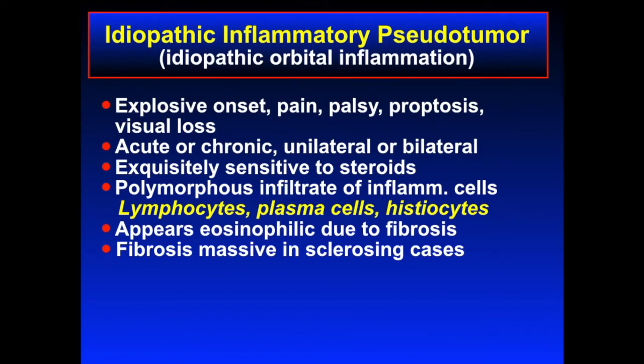Histopathologically, one finds a polymorphous infiltrate of inflammatory cells. We have lymphocytes, plasma cells, histiocytes. Cases with fibrosis may appear relatively eosinophilic, and fibrosis can be massive in sclerosing cases. And the presence of fibrosis suggests the possibility of IgG4 related disease.